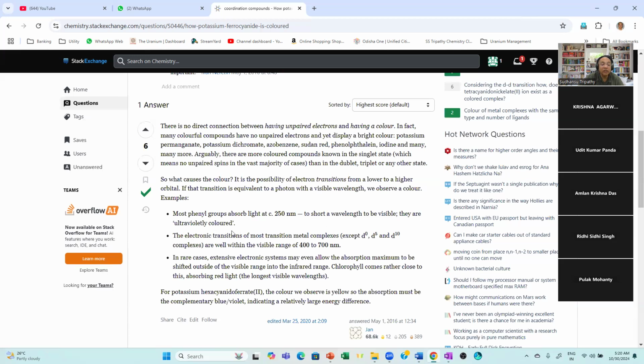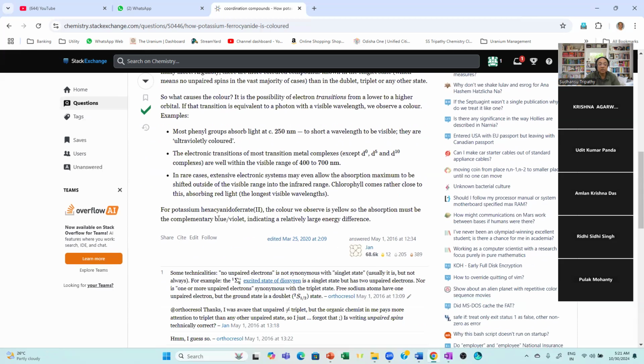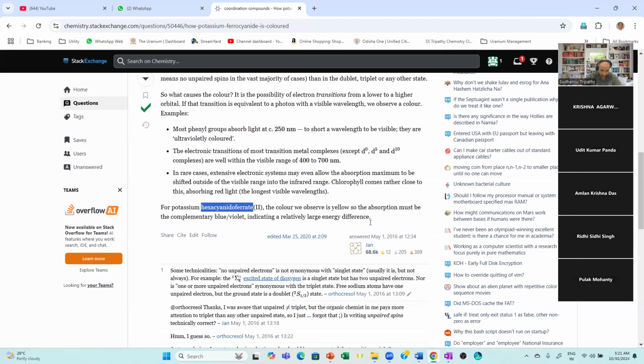They are ultraviolet colored. So this is a phenyl group; potassium hexacyanoferrate. Hexacyanide is yellow in the color we observe. He's talking about ferro. So the absorption must be in the complementary blue violet, indicating a relatively large energy difference.